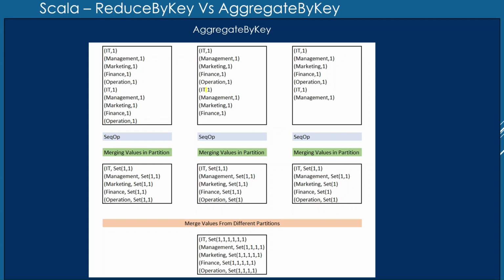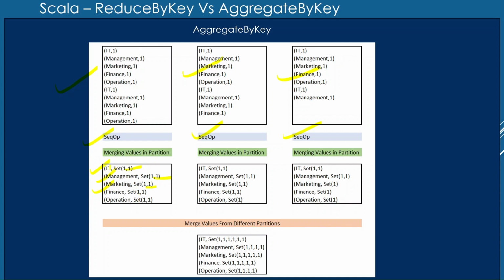This is one of the main advantages of aggregate by key. Let's understand aggregate by key with the help of this pictorial representation. Suppose these are the partitions present in three different executors. The sequence operation will be applied in each and every partition, and it will merge the values within the partition. So how will it merge? For IT, what are the different values? For management, what are the different values? And for marketing, what are the different values? It will merge the values and create a partition like this.